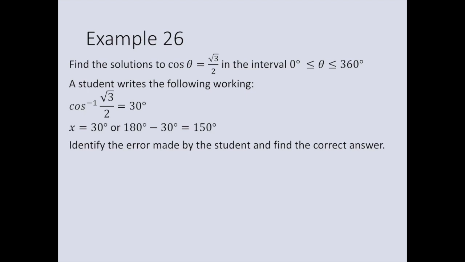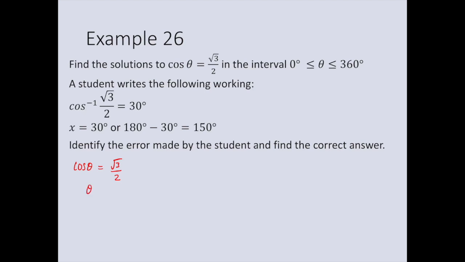So you could get asked one of these kinds of questions in your exam, and probably the best way to handle these is just to forget what the student's done for now and think about what you would do in this situation. So just try and solve it as if you've got a blank piece of paper in front of you. So let's start. We've got cos theta is root 3 over 2.